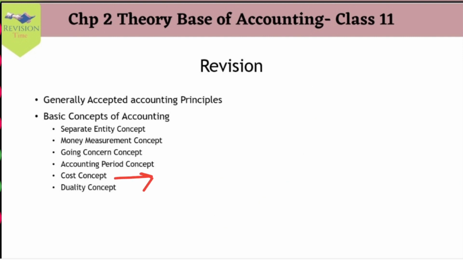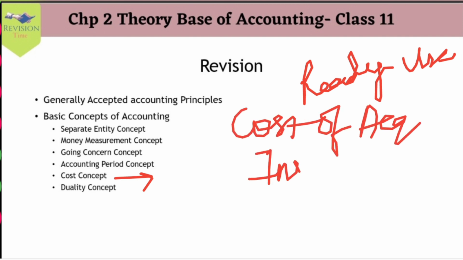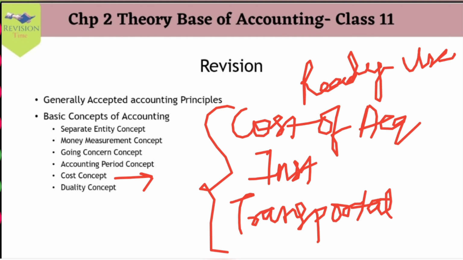Next, we have cost concept. In this concept, we studied that when we are purchasing an asset, whatever costs are incurred until that asset is ready to use, all such costs are to be recorded in the books of account, like cost of acquisition, installation cost, transportation cost. Whatever cost a business is incurring to make an asset ready to use, all such costs have to be recorded in the books of account. Here we saw that this concept is historic in nature. It records the purchase price of the asset as and when it is purchased. It does not take inflation into consideration.